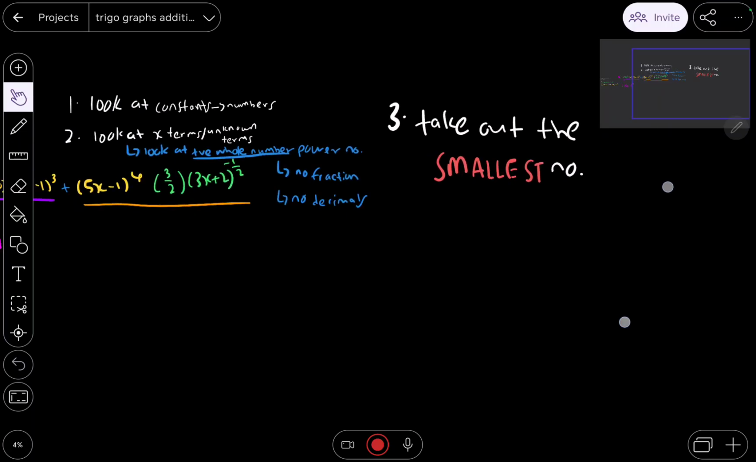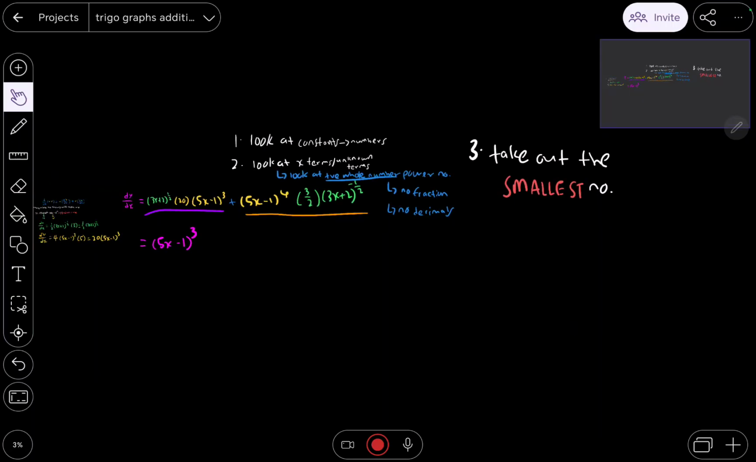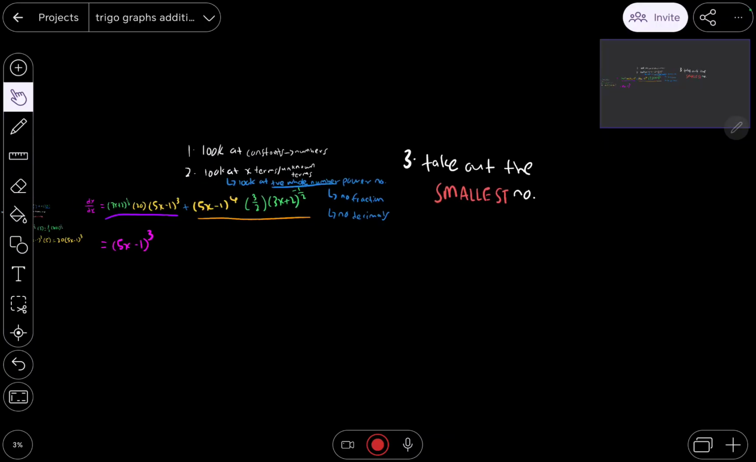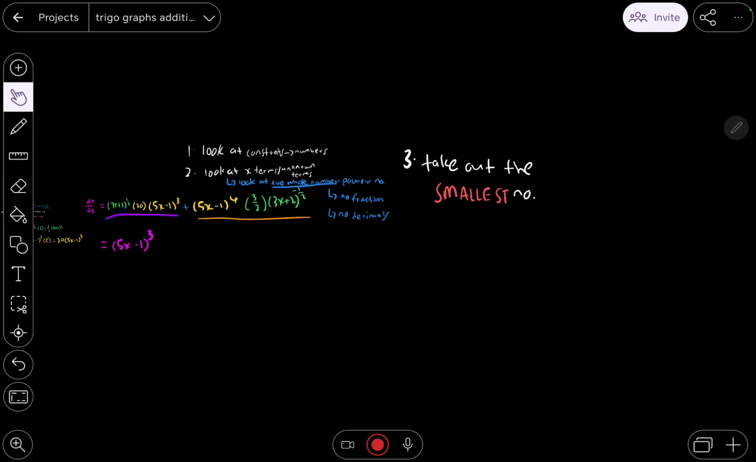Okay. Take out the smallest number. Alright, so ask yourself this question. Between half and negative half, which is smaller? Because students usually get confused between positive and negative numbers. Like they'll think, oh, half is smaller, or negative half is smaller. Okay, but who is correct?